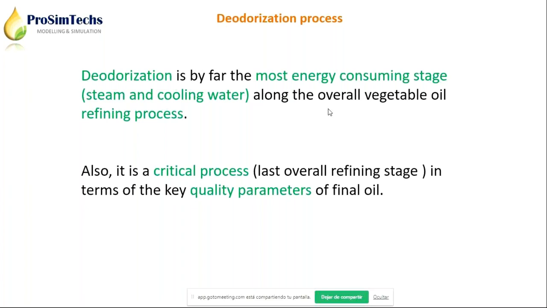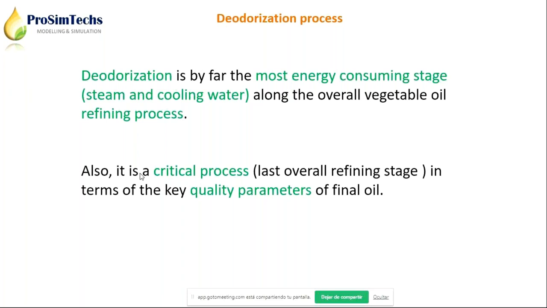And on the other hand, as we know, it is a critical stage along the entire refining process, since it is the last refining stage, and we have to comply nowadays with strict quality specifications of different quality parameters. I don't know, maximum residual free fatty acid concentration in the deodorized oil, a given tocopherol concentration as well, or even a maximum content of trans isomers and so on.